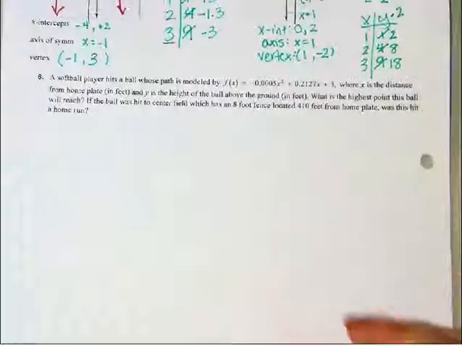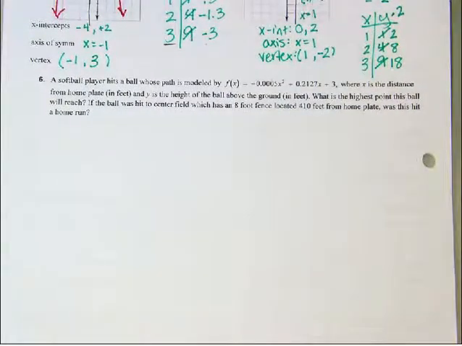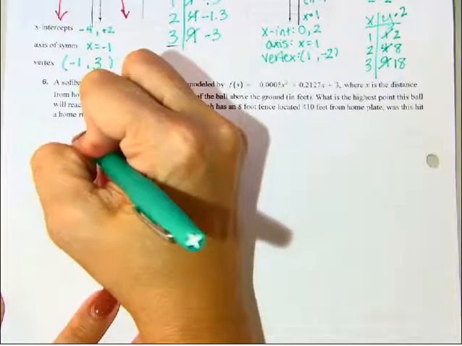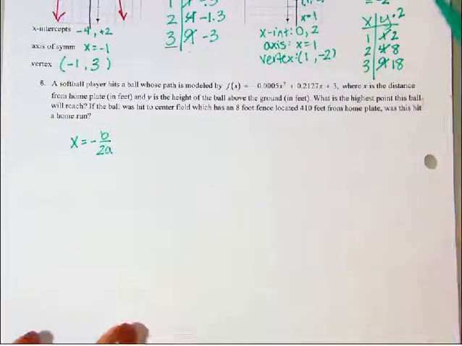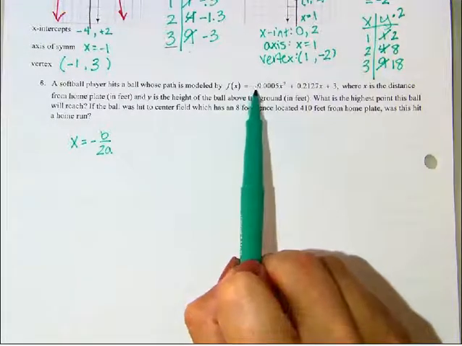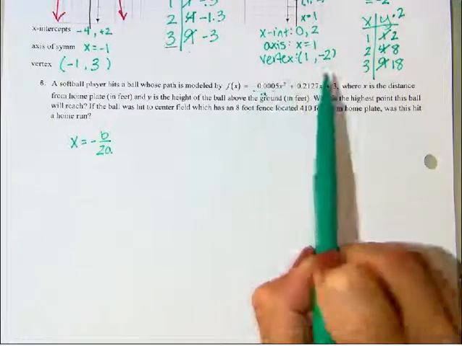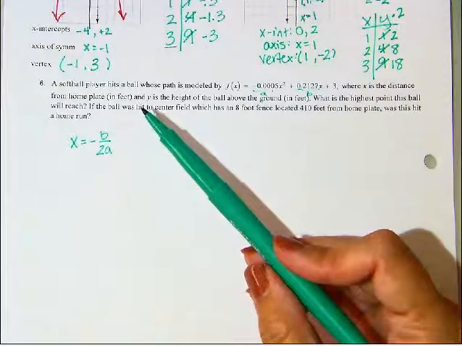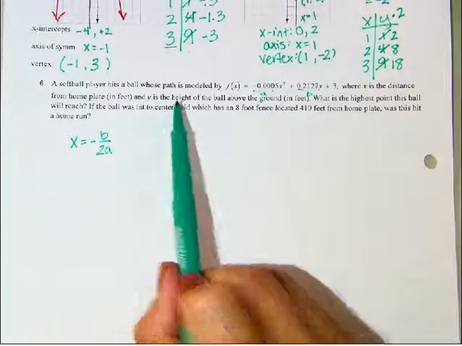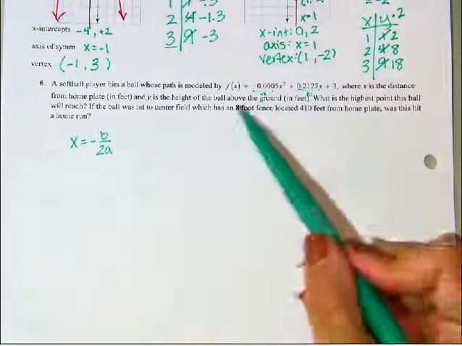All right, so number 6 down here is going back to standard form. Standard form is where x is going to equal negative b over 2a. I'm just writing that down so I don't forget. That's the type of equation I'm going to be using because this is a, this is b, 3 is c. And it tells me x is the distance from home plate, and it tells me y is the height of the ball from the ground.